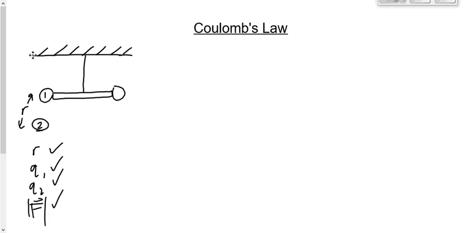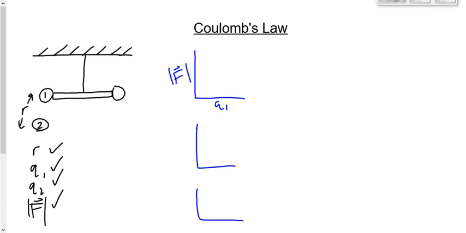So he sets up 3 experiments. In each of the experiments, he plots a graph. In each of those graphs, we have the manipulated variable on the x-axis and the responding variable on the y-axis. In the first one, the manipulated variable would be Q1. The responding variable would be F, how much force was applied as a result of changing Q1. In the second one, Q2. Again, the responding variable is F. And in the third one, the manipulated variable is R, and the responding variable is F.